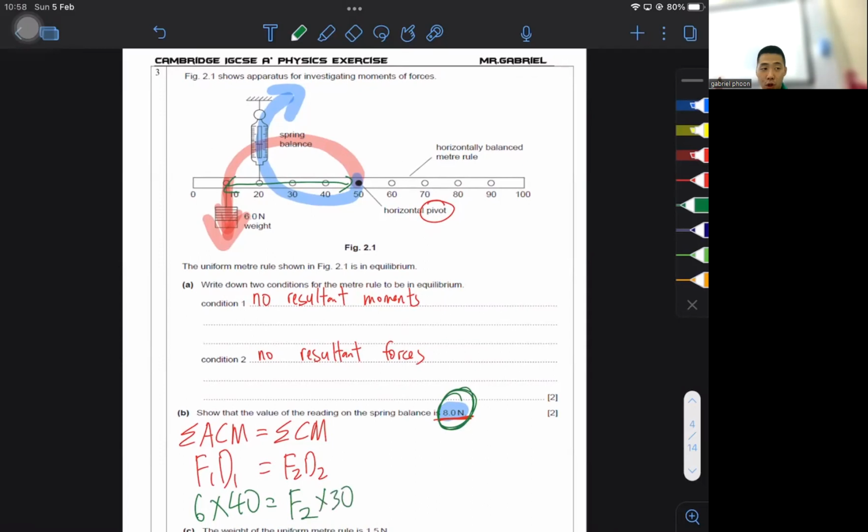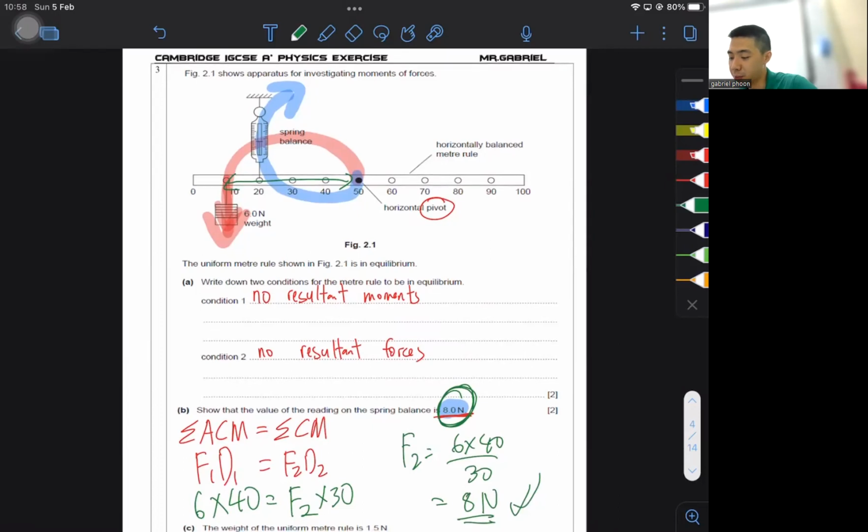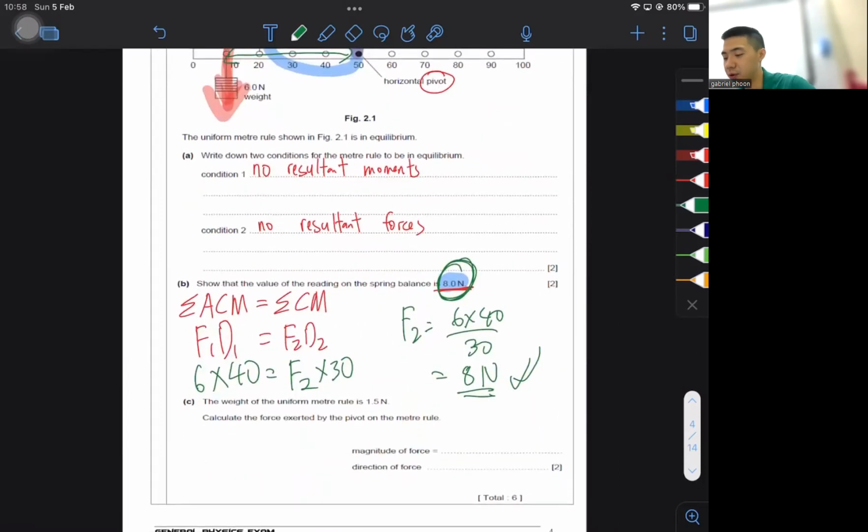And literally algebra up, and you'll be able to find that F2 is equal to 8, right? Because your F2 would have been 6 times 40 divided by 30, which would give you an ultimate 8 newtons. And bam, you showed your answer is 8 already. Easy. And how many marks do you get? Oh, 2 marks only.